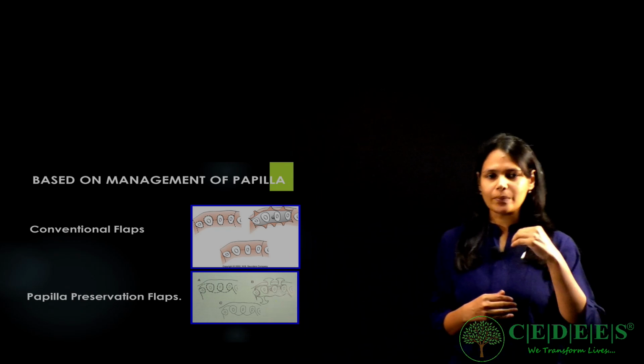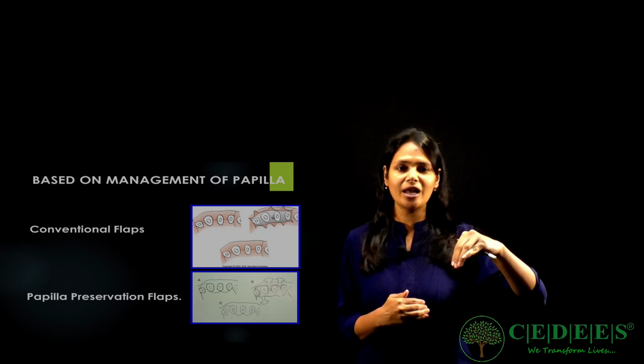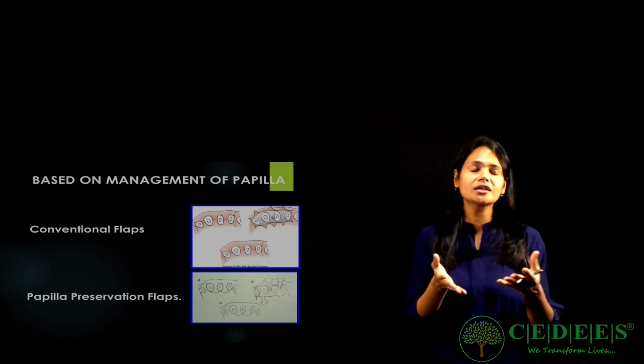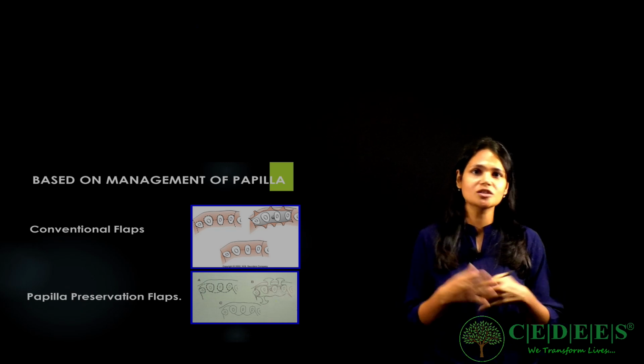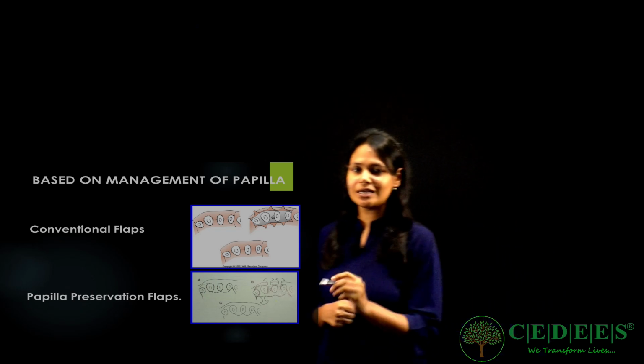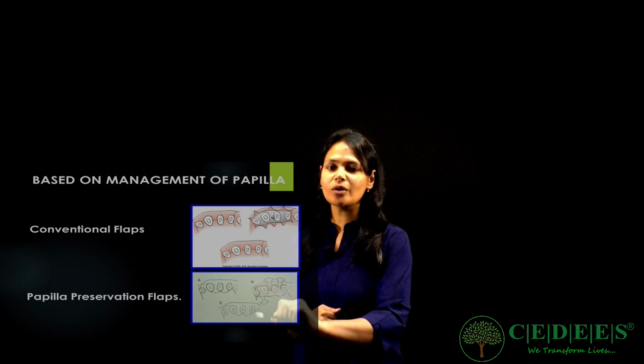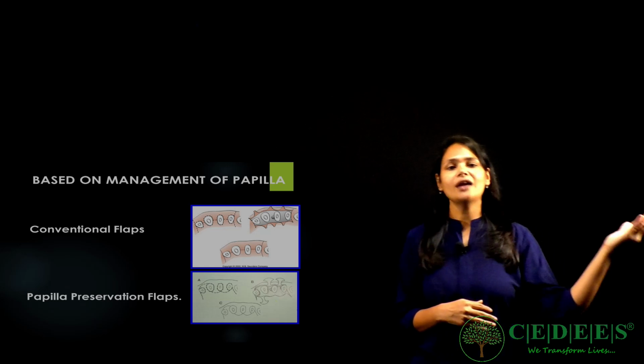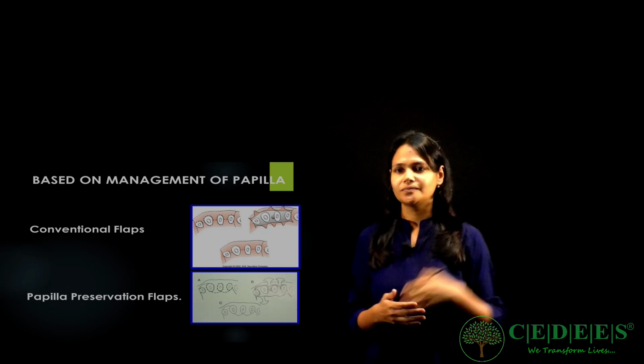preservation flap. What happens is if we incise the papilla in the middle, it sort of causes post-healing formation of black triangles which we don't want. So in those cases, especially in aesthetic areas, we go in for a papilla preservation flap where the entire papilla is in one part of the flap and it is aesthetically quite superior.